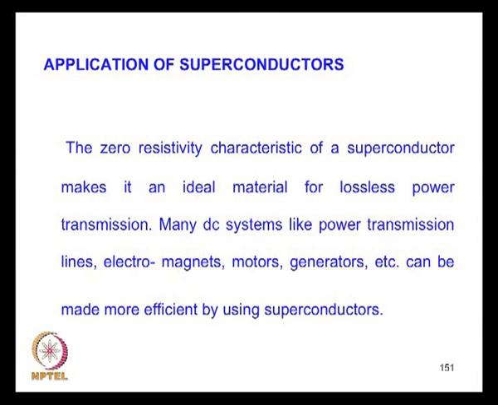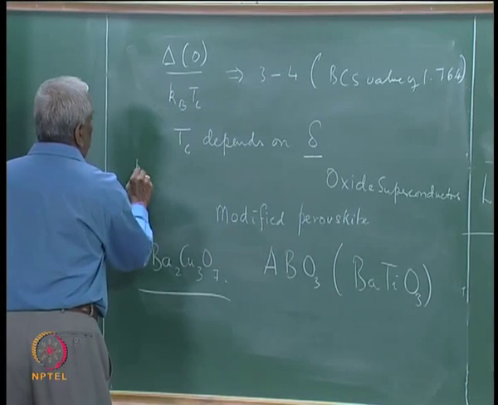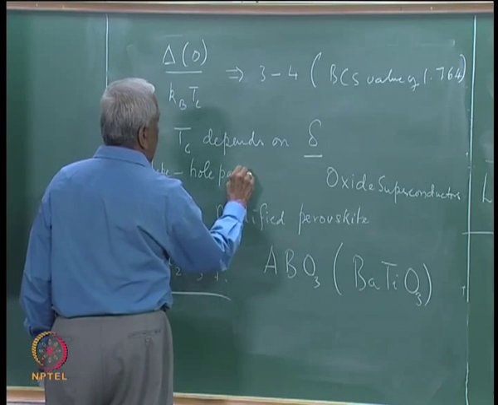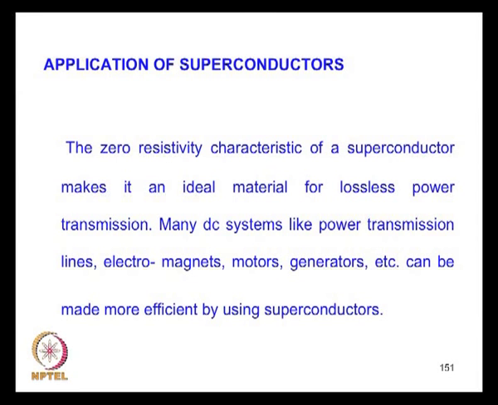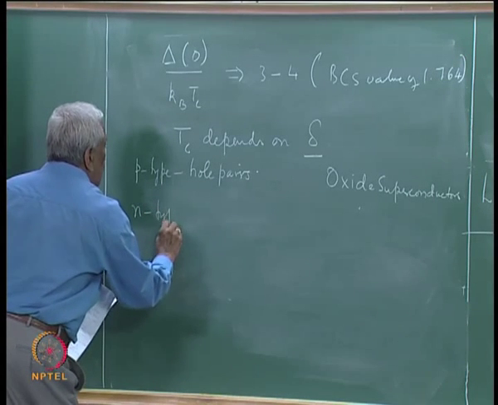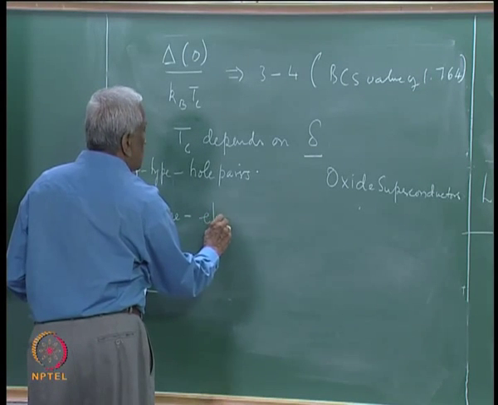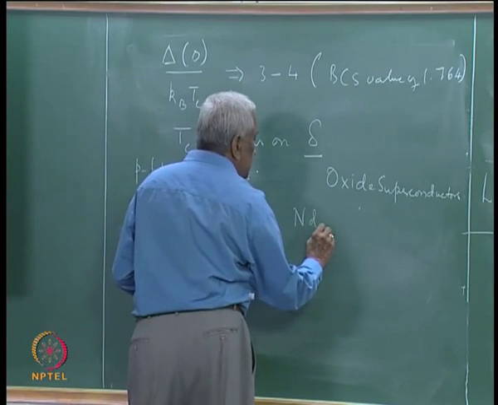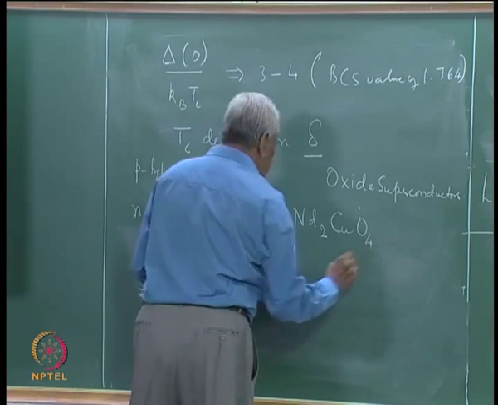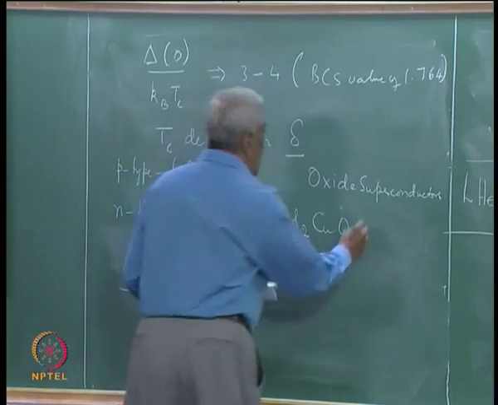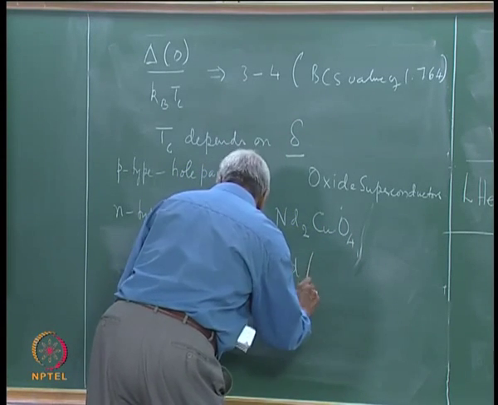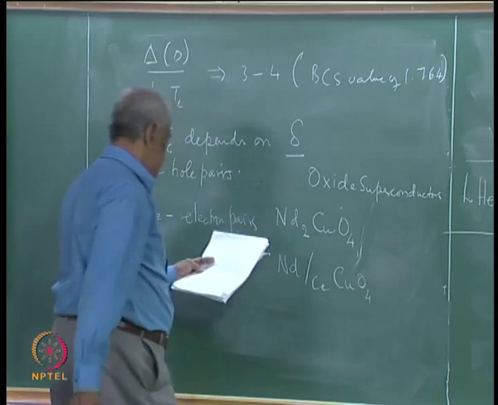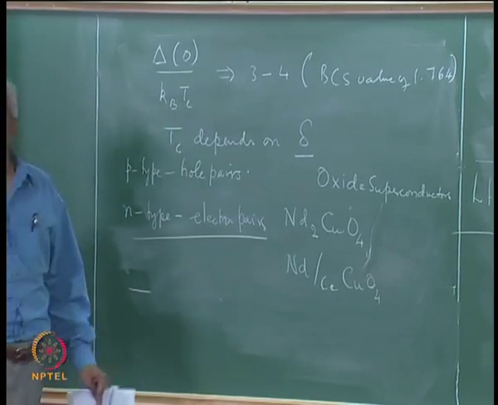So, in addition to these, which are p type because of hole pairs, one can also have n type superconductors, which are due to the formation of electron pairs. They were also discovered soon, with materials such as neodymium copper oxide or neodymium cerium copper oxide. So, these are n type superconductors.